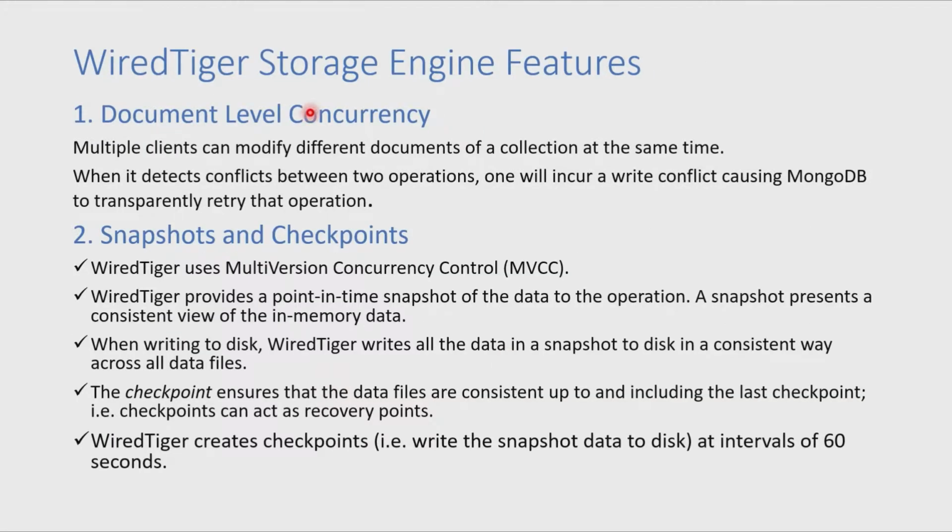This slide talks about the storage engine features of WiredTiger, which is the default storage engine. The first one is document level concurrency. It means that in a collection, if there are multiple documents available and many clients are trying to access them all at the same time, then it is possible.